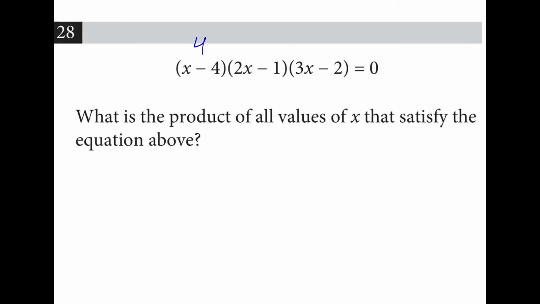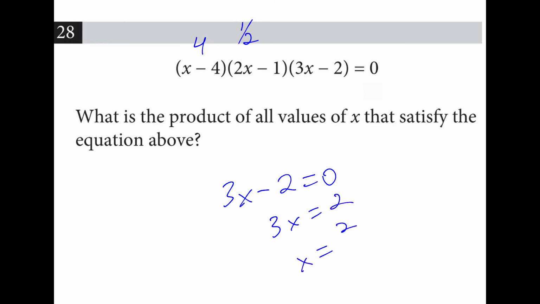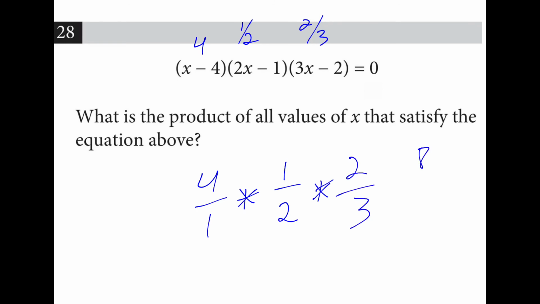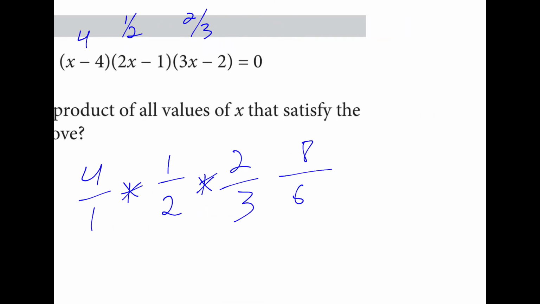4 satisfies this. And then if I solve 2x minus 1 for 0, that's 2x is equal to 1, or x is equal to 1/2. Then I can solve 3x minus 2. So 3x is equal to 2, or x is equal to 2/3. And they ask for the product, so I can take 4 over 1, that's another version of 4, times 1 over 2, times 2 over 3. You can just multiply straight across, 8 over 6, which simplifies to 4/3.